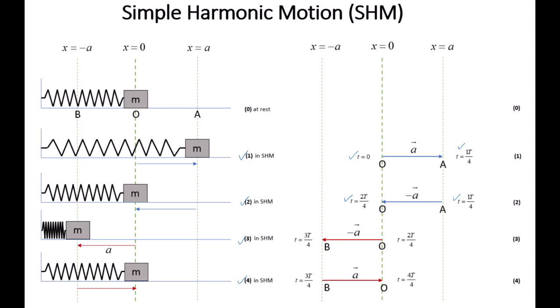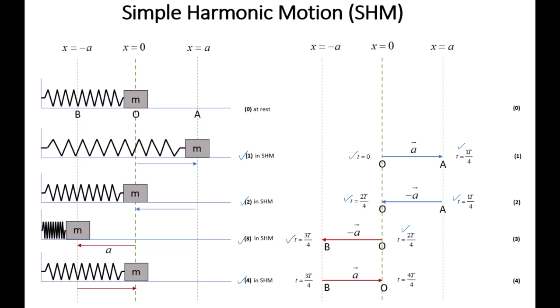So we see that in figure number 3, the object continues to move towards the left. Which means it starts at t equal to 2T over 4, which is again T over 2, and at t equal to 3T over 4, it reaches the point B. It covers a displacement of negative A because it is still moving from right to left.